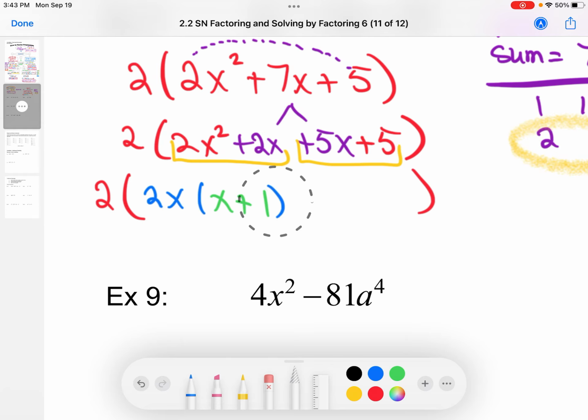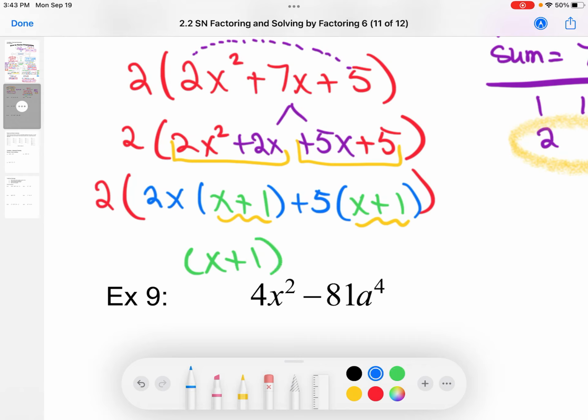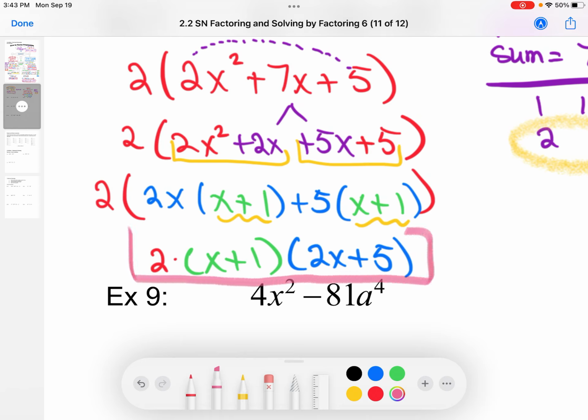Then taking a look at that second group, 5x plus 5, the greatest common is 5. So divide 5 out of each of those terms, and you get x plus 1. Now, we wanted these parentheses to match, and they do. If there are magic numbers that truly work, then the problem will factor and these parentheses will match. So we have x plus 1 as one of our factors. We have the greatest commons, 2x plus 5 put together as one of our factors. And we have 2 out front of it all. Don't forget about that 2.